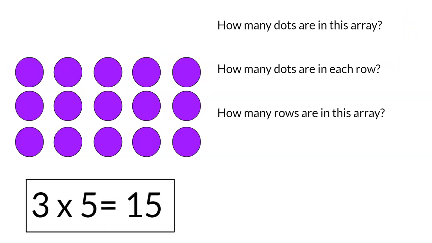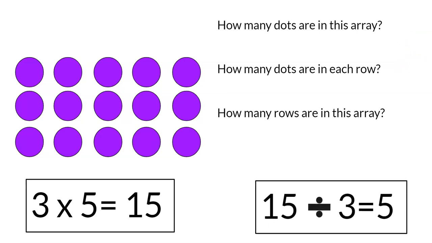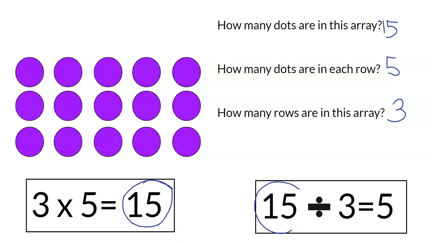Now we're going to go ahead and look at multiplication and division as it relates to this array. So we can represent it both ways. Let me go ahead and rewrite our... All right, so when we look at this array, we see 15. We have 15 dots in this array. So with multiplication, I am seeing 15 in my total. But in division, I'm seeing it in my total as well.